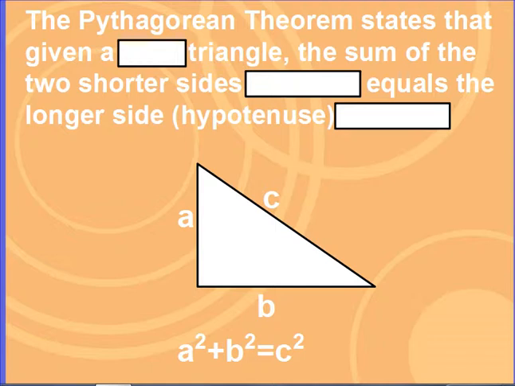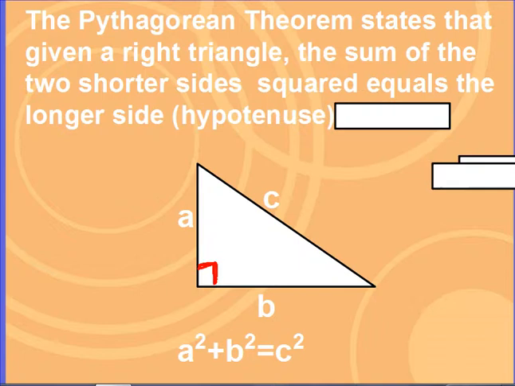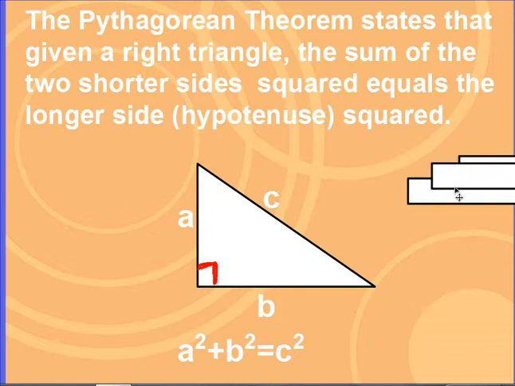So, the Pythagorean theorem states that given a right triangle, and it is very important that we understand that it only works in a right triangle, the sum of the two shorter sides squared equals the longer side, or the hypotenuse, squared. Please pause the movie now and write this definition into your notes. Let's move on.